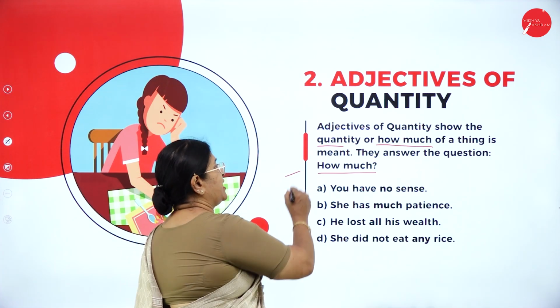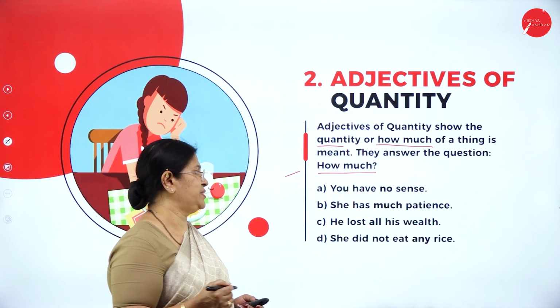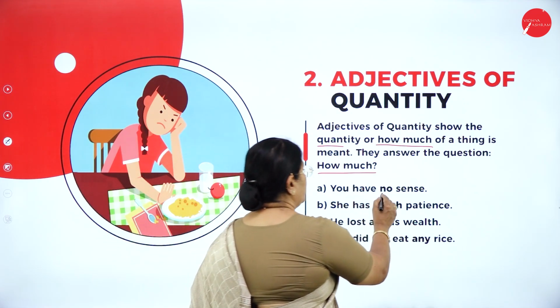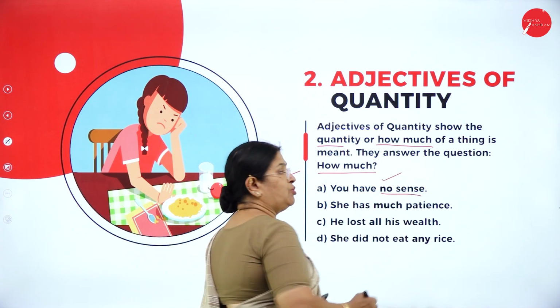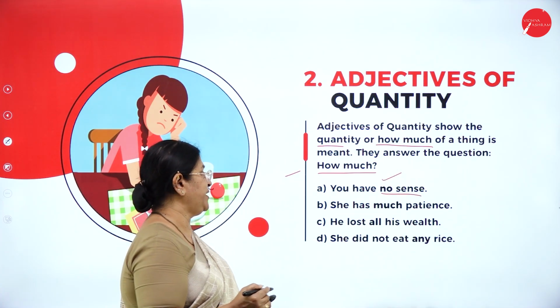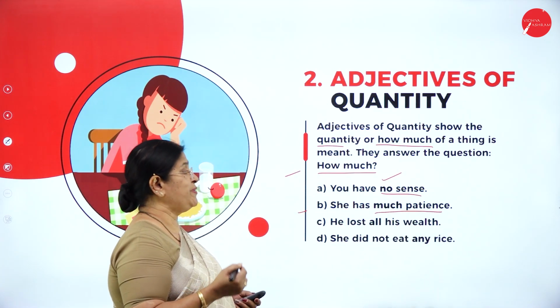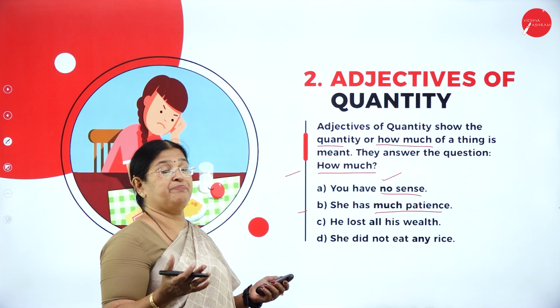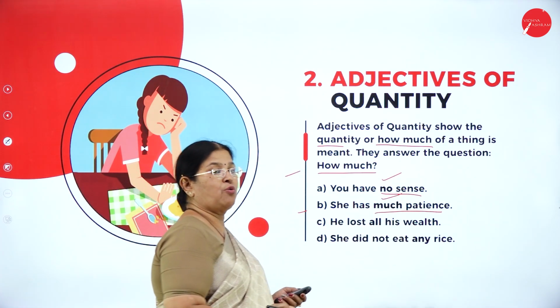I think you will understand adjectives of quantity with suitable examples. For example, you have no sense. How much sense do you have? No sense. So no is an adjective of quantity. She has much patience. How much patience does she have? She has much patience. Much means a lot of patience. So much is an adjective of quantity.